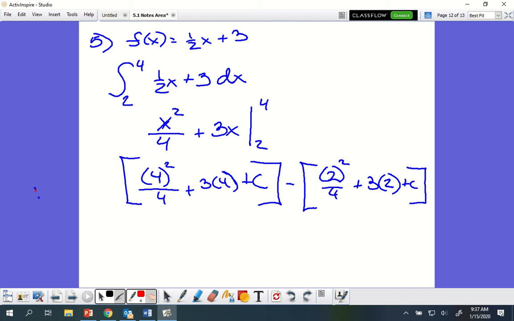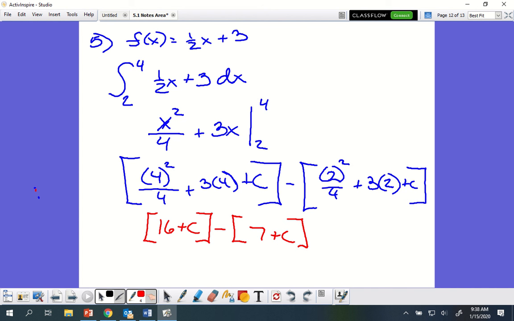So from here, let's go ahead. So 4 squared is 16. Divided by 4 is 4, plus 12. What do we got? 16, right? So it's 16 plus C. Okay, so it's going to be 4 over 4, which is 1, right? Plus, which is going to be 7 plus C.